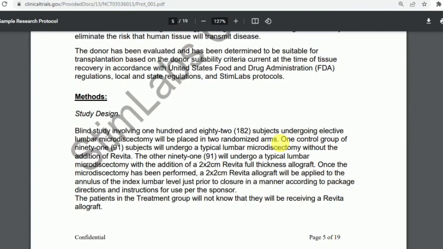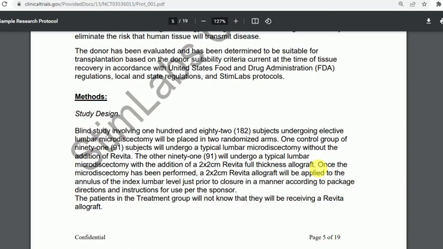Arms are like divisions. One control group of 91 subjects will undergo a typical lumbar microdiscectomy without the addition of Revita. The other 91 will undergo a typical lumbar microdiscectomy with the addition of a 2 by 2 centimeter Revita full thickness allograft.